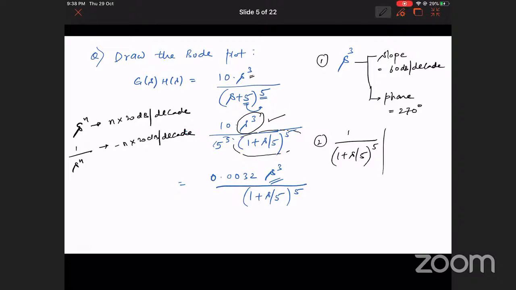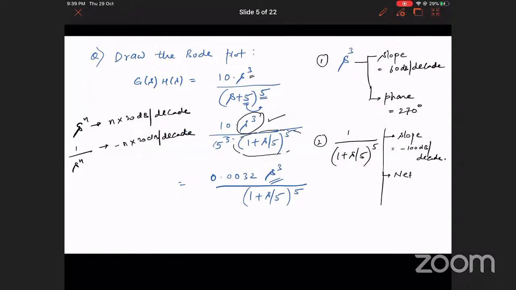So how is it going to contribute in slope, guys? In terms of slope, it contributes minus 20 decibel times n. So it contributes minus 100 decibel per decade, guys. I hope you understood that. Next, after slope, always try to get a net slope. I'm so sorry for that. Let me write it again.